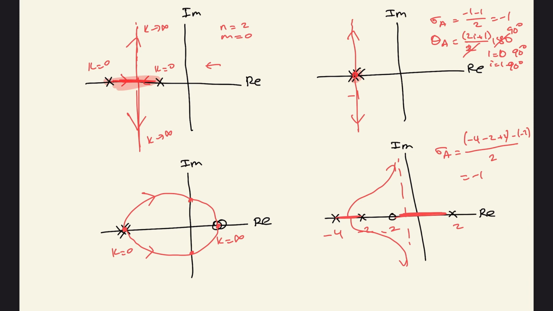So you can generate different root loci by applying the rules. Make sure it is symmetric with respect to the real axis. Determine where they approach, the zeros or the asymptotes, and pretty much we are applying the same rules over and over.